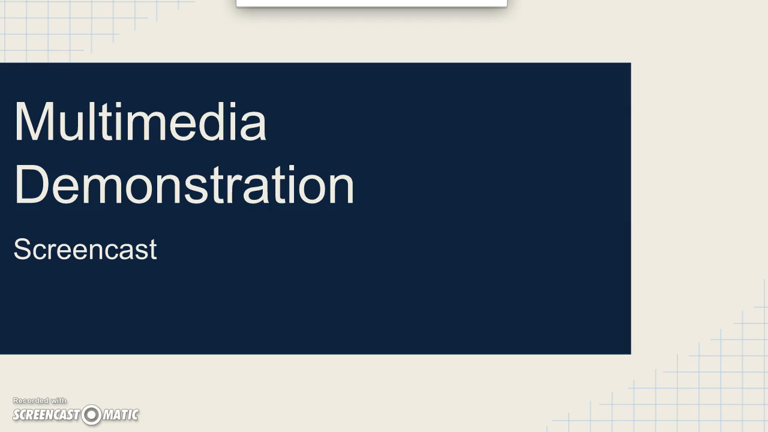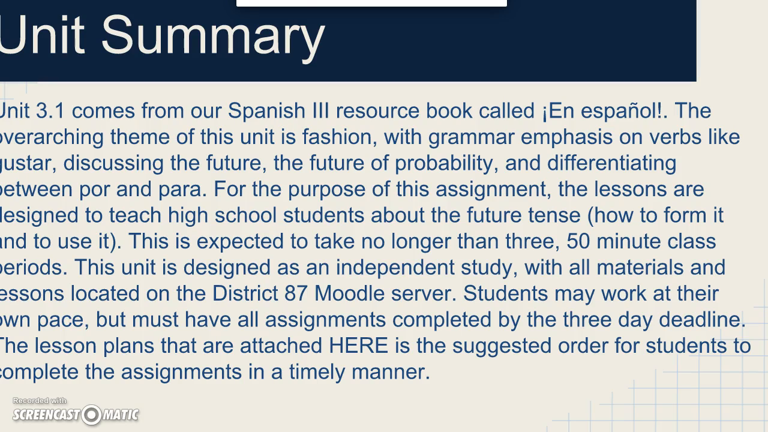So what I'll show you now is, again, you'll be able to click on this. This is all through Google presentations, but this is my unit summary. Unit 3.1 comes from our resource book called En Español. The overarching theme is fashion, but the main target points for grammar are using verbs like gustar, talking about the future of probability, which is like, oh, where are my keys? Oh, they might be in the car, or they might be in the bathroom. That's what the future probability is. And differentiating between por and para.